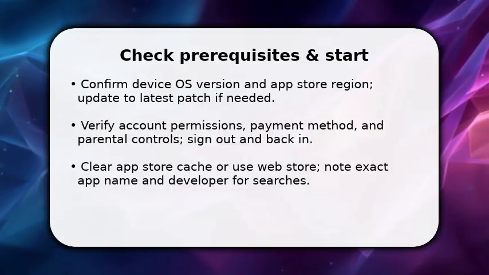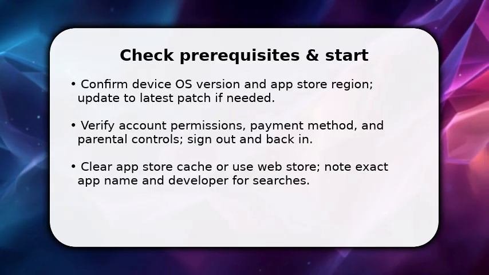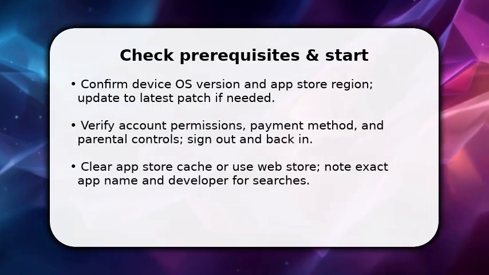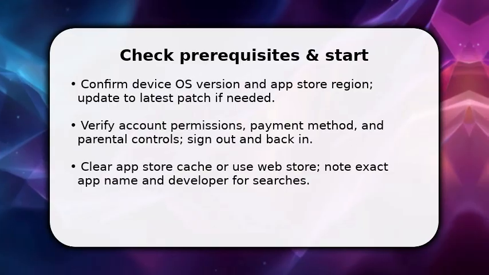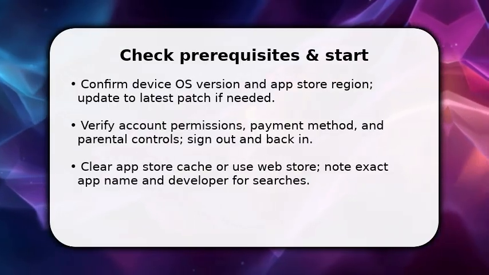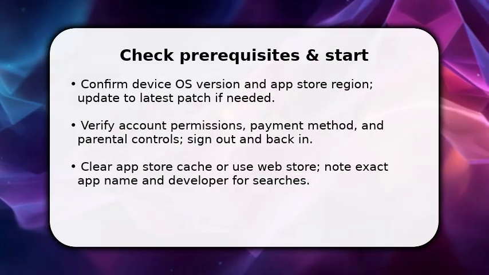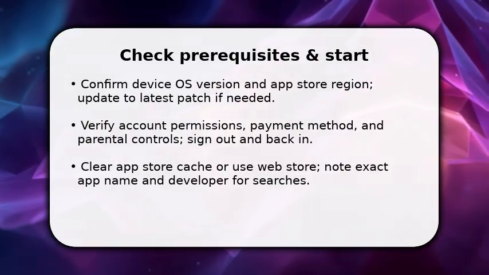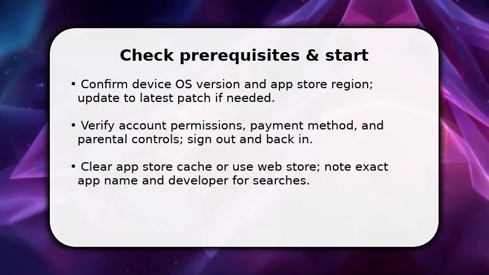You start by confirming prerequisites so you don't chase phantom errors. Check the device OS and store region, then update the system if it's behind. Make sure your account has correct payment and parental control settings. Sign out and sign back in to refresh permissions.